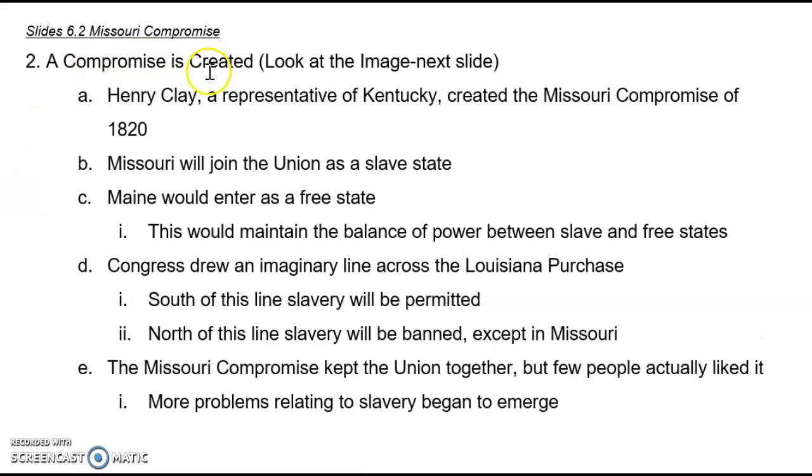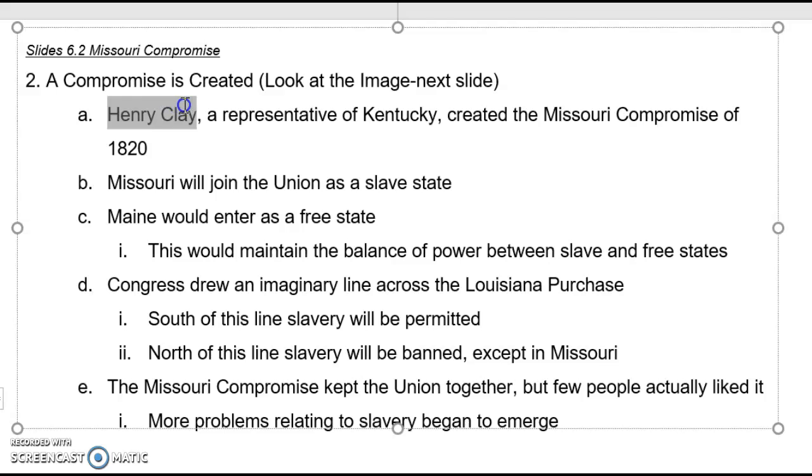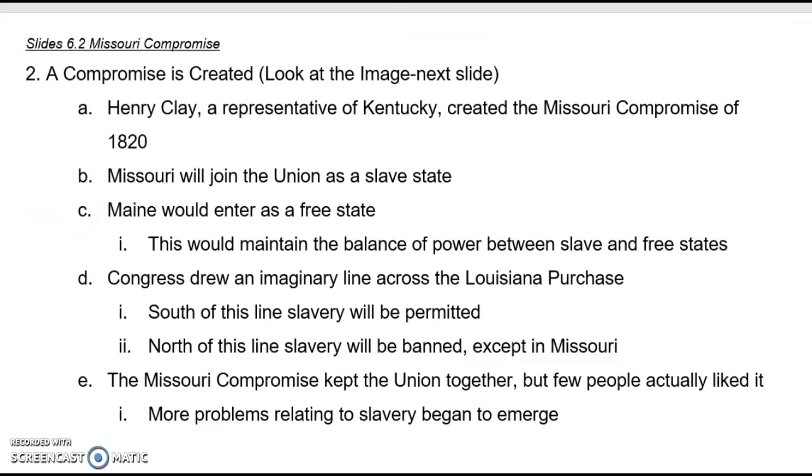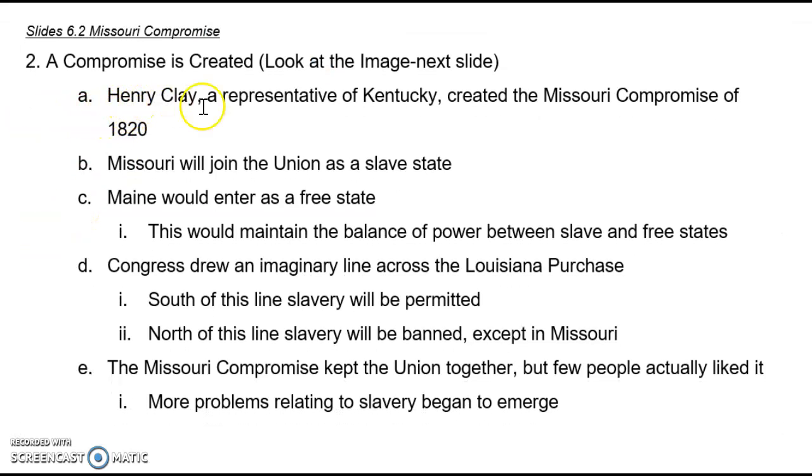But let's focus back on the Missouri Compromise and how this compromise is created. Okay, the first thing we have to know, Henry Clay, a representative of Kentucky, he's going to be the one who creates the Missouri Compromise. Okay, he's a pretty important character to know. Henry Clay, I don't know if you guys remember that first election with Andrew Jackson. He was one of the people who was involved in the corrupt bargain. Okay, but other than that, he's a really good guy because he's trying to create all these deals to keep the country together. So he's going to make the Missouri Compromise in 1820.